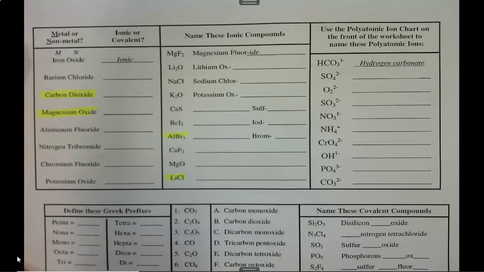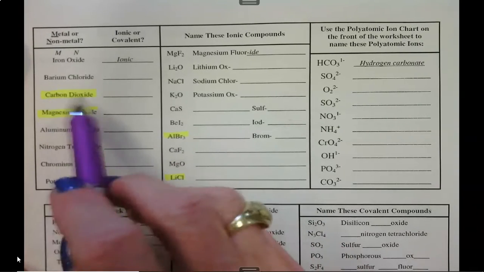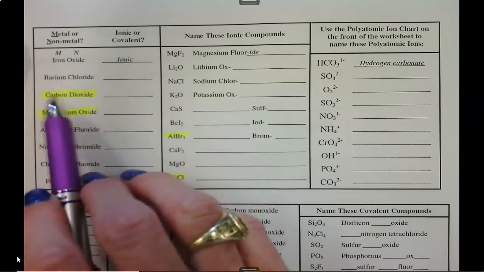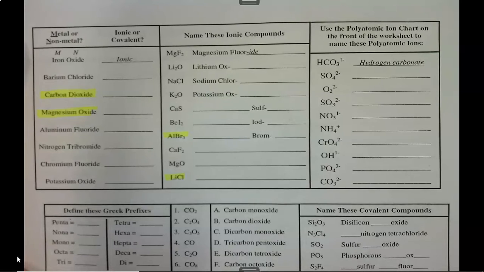Hey, this is the first day of the covalent compounds homework. It's a lot of naming and formula writing and knowing the difference between ionic and covalent compounds. So in this first little box here, we're going to look at each of these compounds and determine if they're metal or non-metal. What's this compound made of? And that'll tell us whether or not it's ionic or covalent. It's important to know those things.